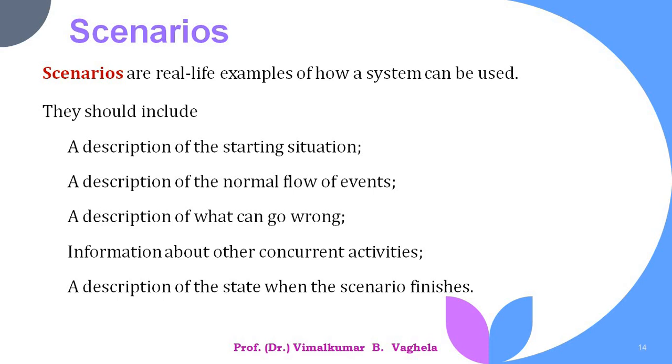The first step is the scenario. A scenario is a real life example of how the system can be used. What is to be considered in a scenario? We have to include a description of the starting situation, a description of the normal flow of events, a description of what can go wrong, information about concurrent activity, and a description of the state when the scenario is finished. This much information is to be included whenever you write a scenario.